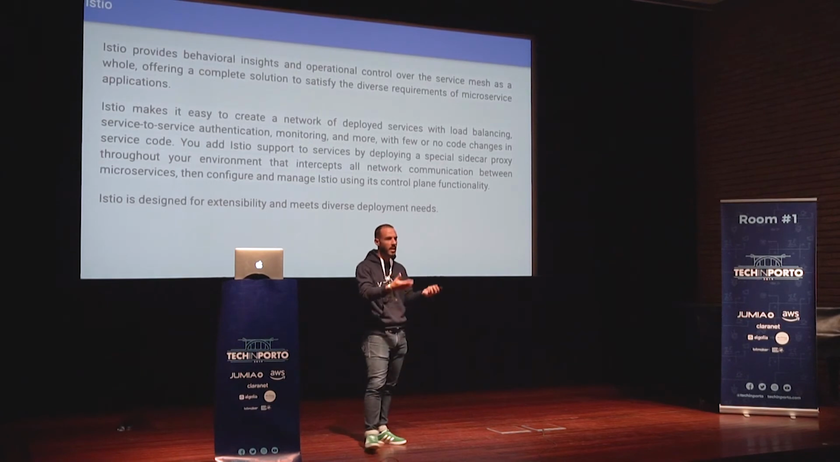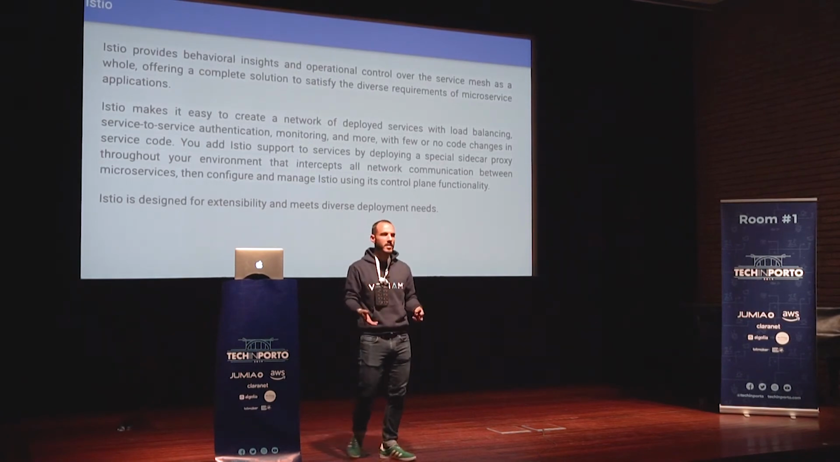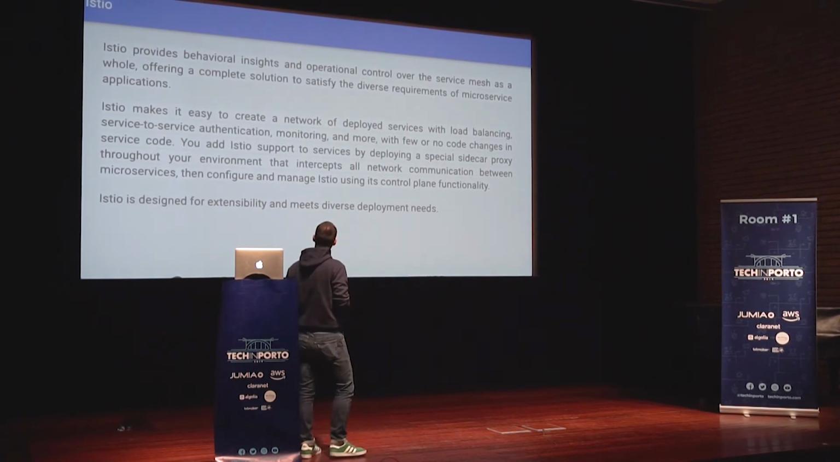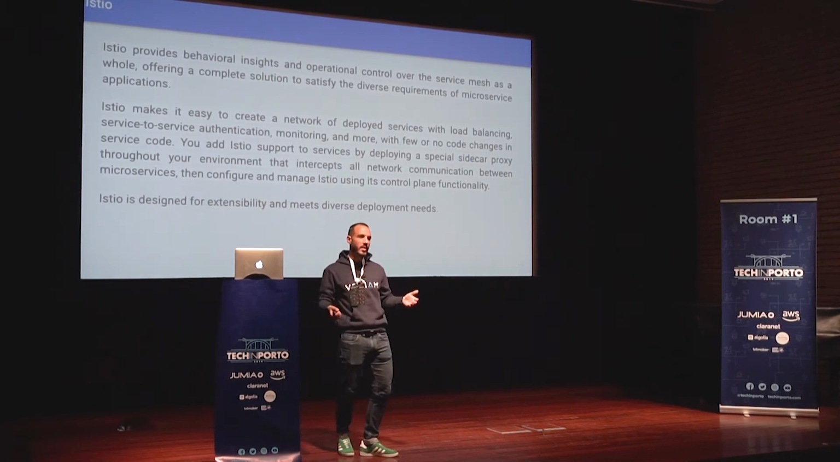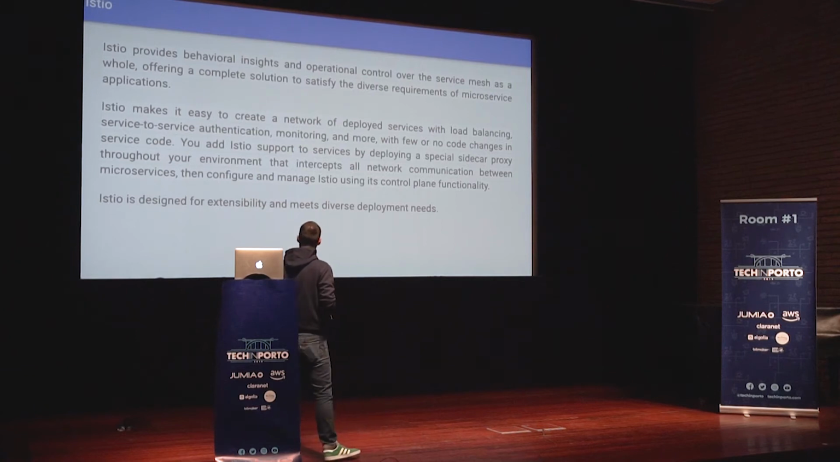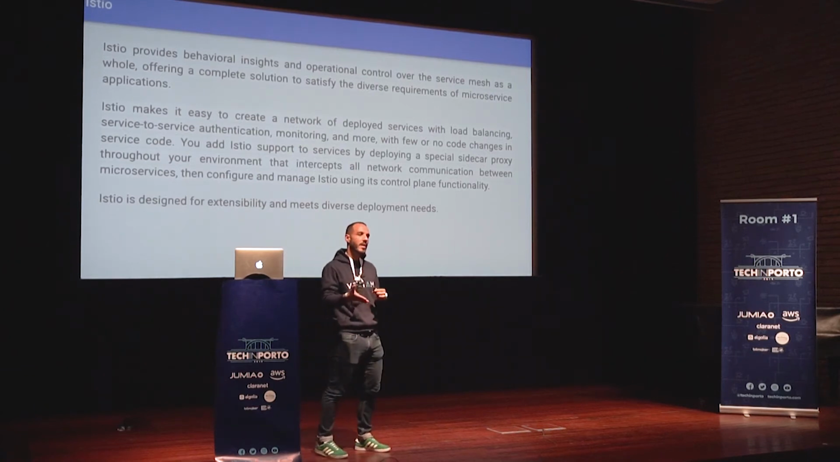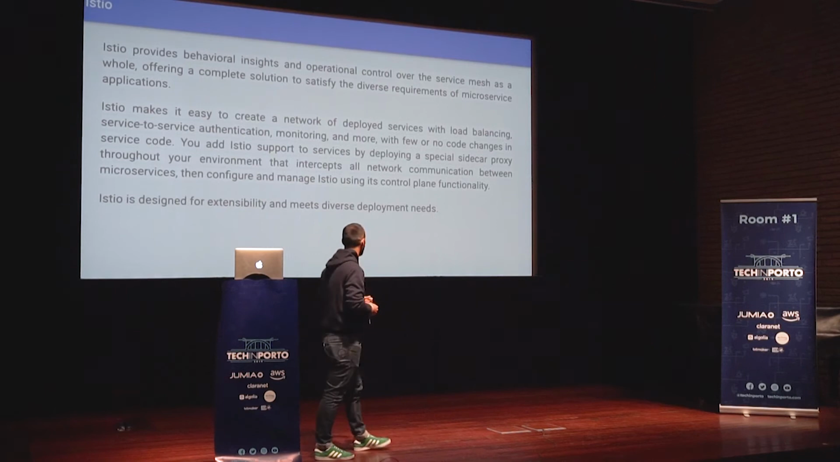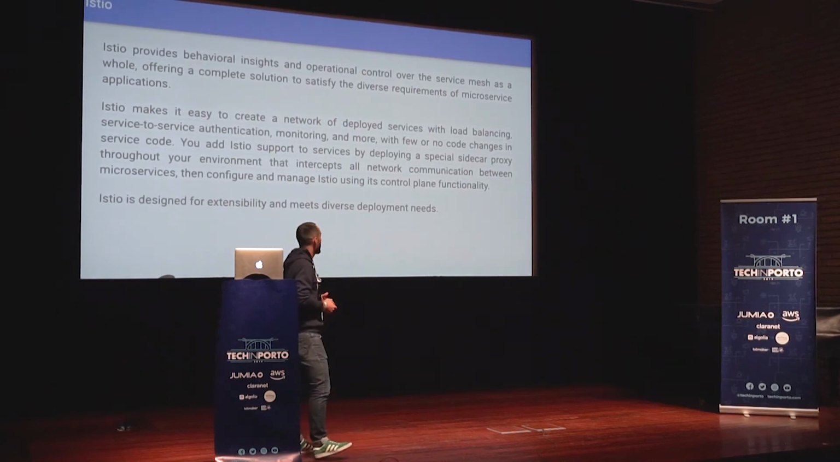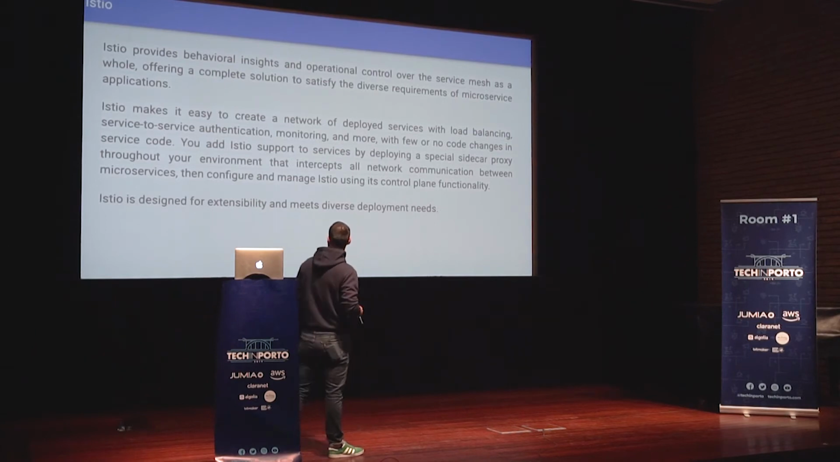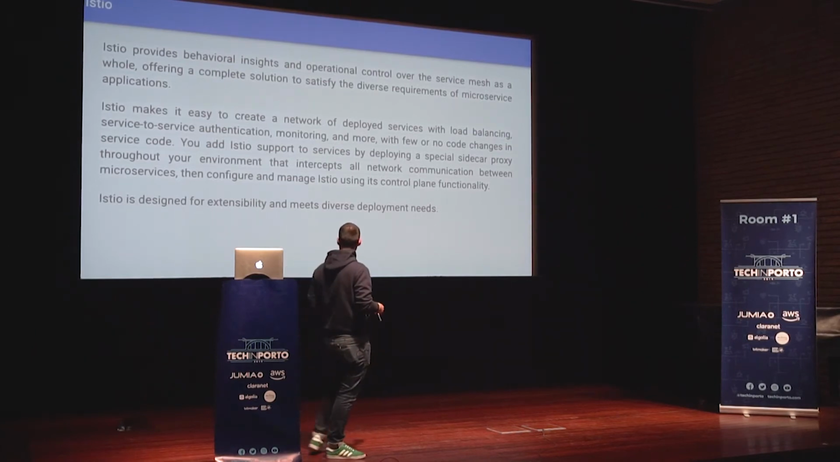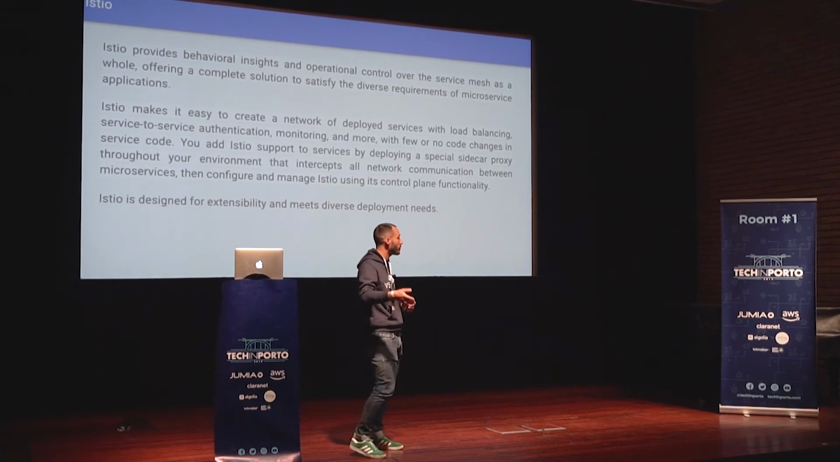Istio is one of them. Linkerd is another one. Kong also has a service mesh, and there are others. Istio is interesting because it's now being developed by Google, IBM, Red Hat, and a bunch of other interesting companies. And it basically aims at giving everything that we spoke about before. It's open source. It's actually being developed by a big community. It's one of the most active projects out there. And it's being designed with extensibility in mind.